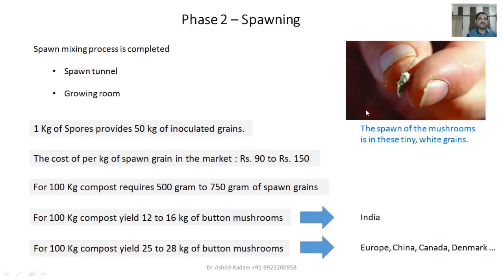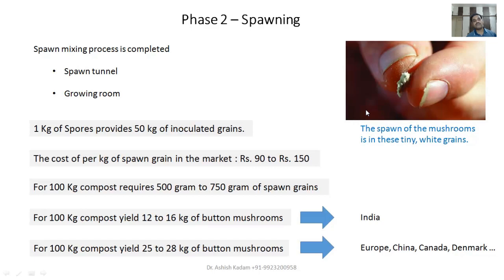The first process is basically the spawn mixing process. The spawn mixing process is completed either in the spawn tunnel or in the growing room. Now in India, we are generally using separate dedicated rooms for mixing the spawn in the compost. Of course, we are using some machinery because we are using the bag based method for the cultivation of the button mushroom.